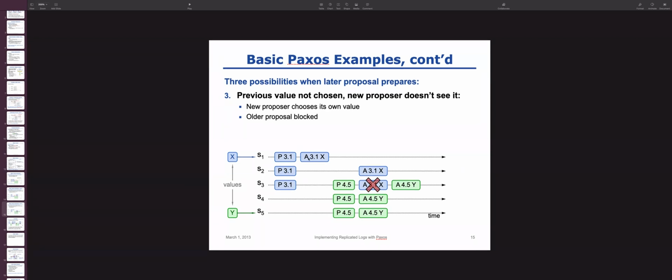It did not get any prepare response from S1, so it will not see the value. At that time, it will go ahead with its own value Y. That value will be accepted at S3, S4, S5. Once this is accepted, if 3.1 arrives in between, it will be dropped, because of the min proposal condition from step number 3 you just saw. The condition fails because you already accepted 4.5, and 3.1 is smaller than that. It will get dropped. Is that clear?